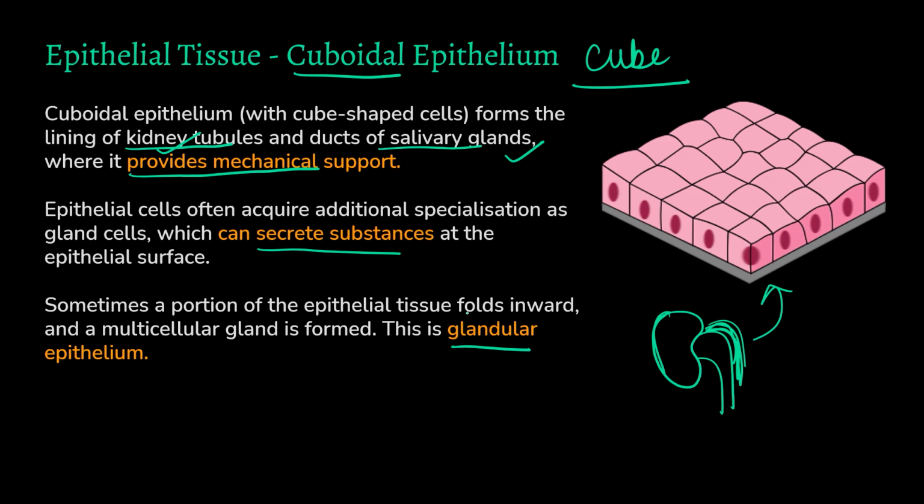Sometimes a portion of the epithelial tissue folds inward and a multicellular gland is formed. So when these cuboidal epithelium cells also perform the function of secretion, how do they perform this function? By being folded inwards. All right. So if this is a cross-sectional view, and if this group of cells is somehow folding itself inwards, and acquiring that ability to secrete some secretions, then we will call it glandular epithelium.